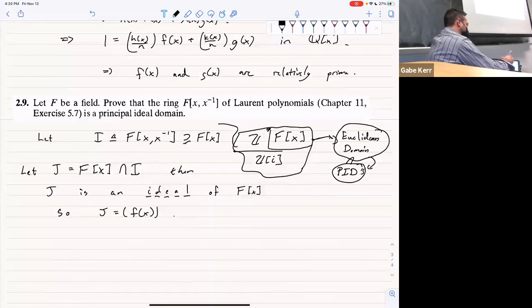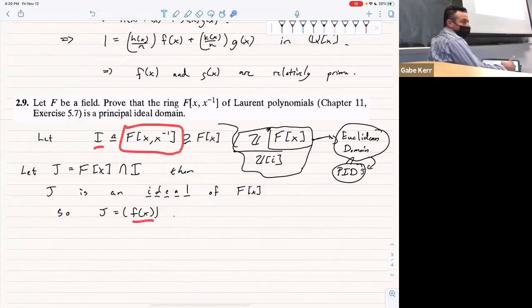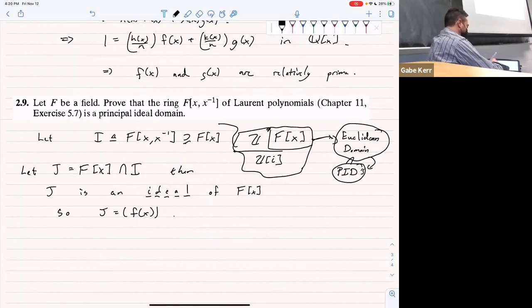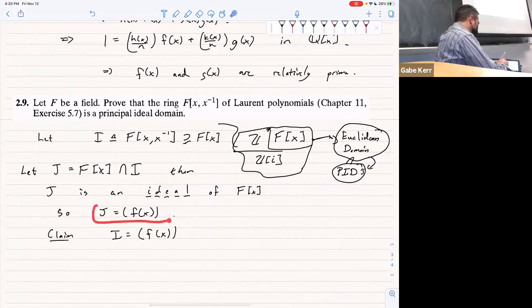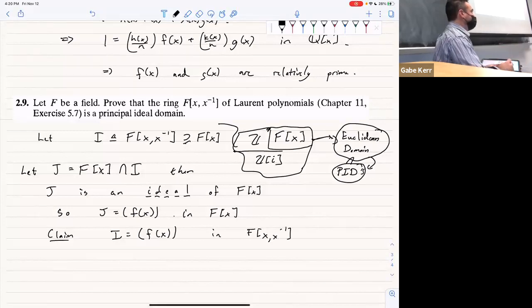You're trying to show that this is a principal ideal domain. You found a single element from that ideal. So then you claim that in fact I equals that. Now, this is a little confusing because I just said J was equal to that. But here I'm talking about this in F[x]. Here this is in different rings.